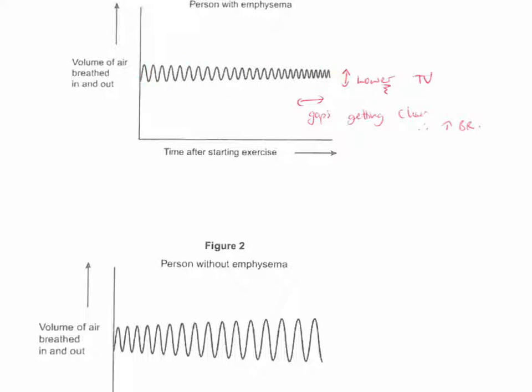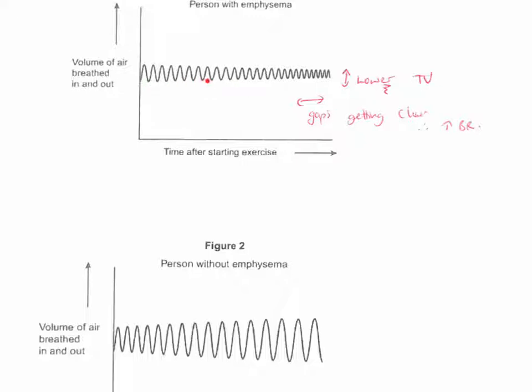the bottom. The tidal volume is the volume of air breathed out per breath. So the difference between the peaks and the troughs throughout is smaller than the difference between the peaks and the troughs in someone without emphysema. So it always has a lower tidal volume in emphysema. Also, linking to the tidal volume, it gets smaller over time or after starting exercise.